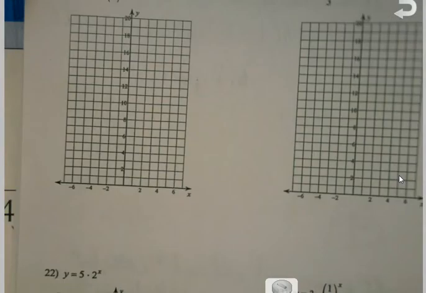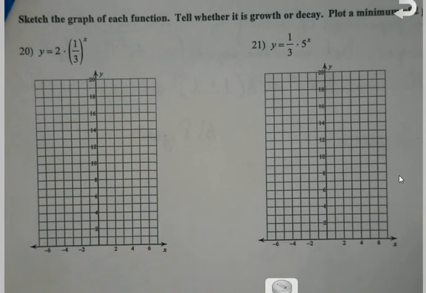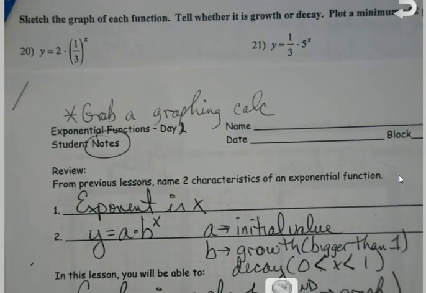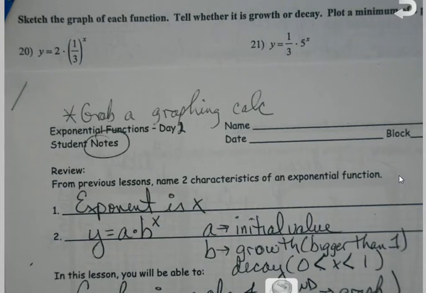And then finally, we get back here to our growth and decay. And again, either of the notes that we did last week would be helpful for something like this. So it says, sketch the graph of the function, tell whether it's growth or decay, plot a minimum of 2 points. Okay, when I'm trying to figure out growth and decay, remember, it's all about that b value.